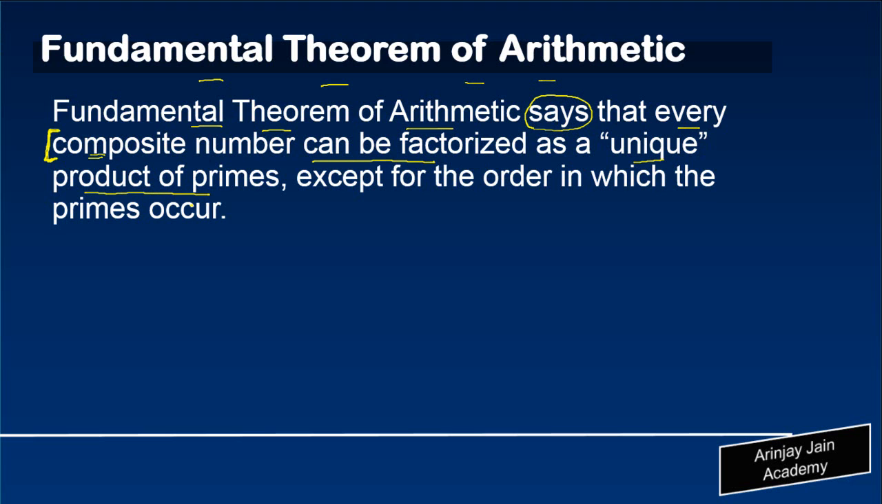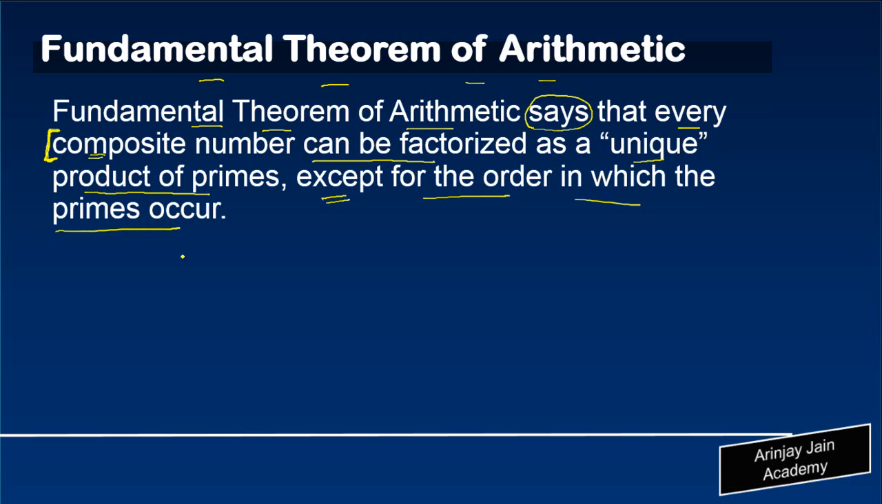What does this mean? This means that whenever we want to express a composite number in terms of its factors, the factors which are available are a unique combination for every composite number. It cannot be the same for two composite numbers, except for the order in which the primes occur. Let me explain this to you through an example.